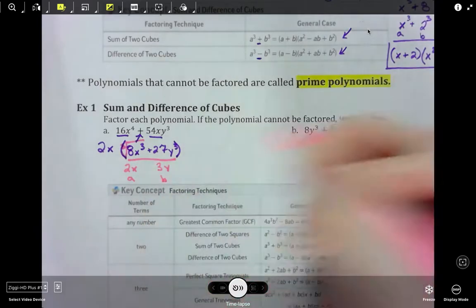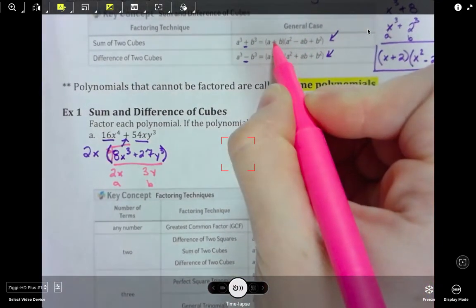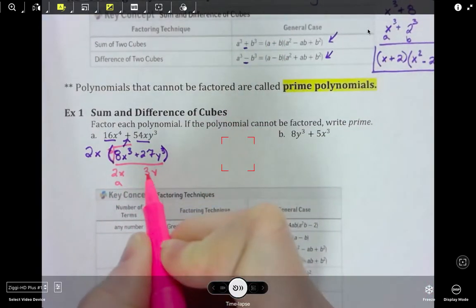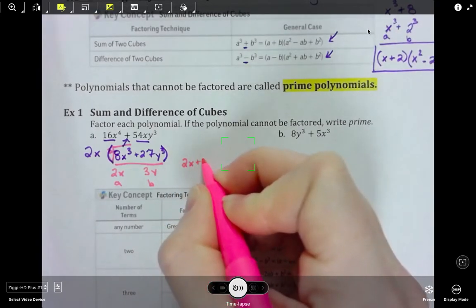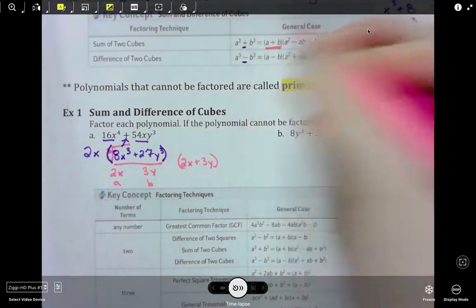And that's going to be what my b is, okay? So for up here, for my formula, I want to take a plus b. And if a is 2x and b is 3y, a plus b would be 2x plus 3y. Okay, that's what this first part's going to be.